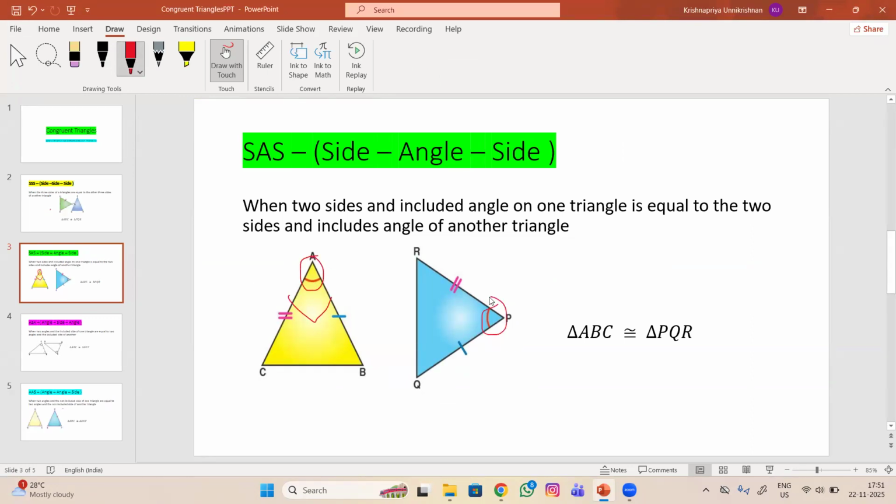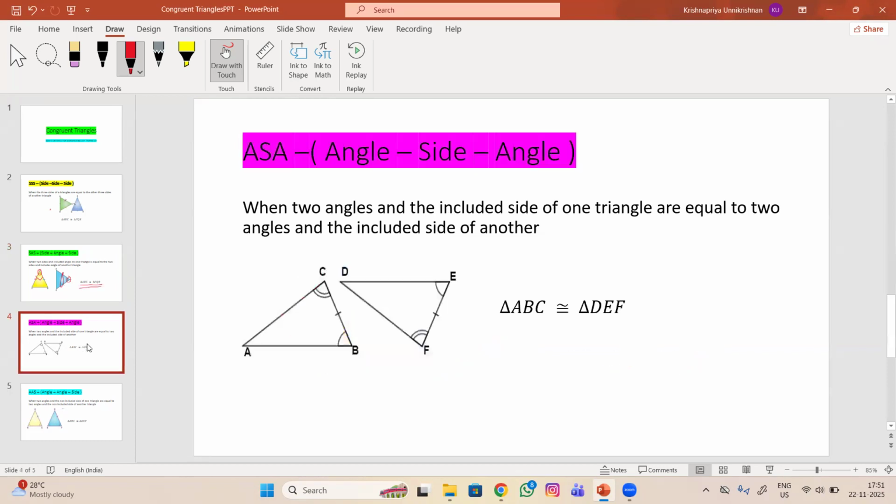If one triangle is congruent to this triangle, then we can say that by the SAS rule these two triangles are congruent to each other. Then we can write triangle ABC is congruent to triangle PQR. And go to the next one, angle side angle.